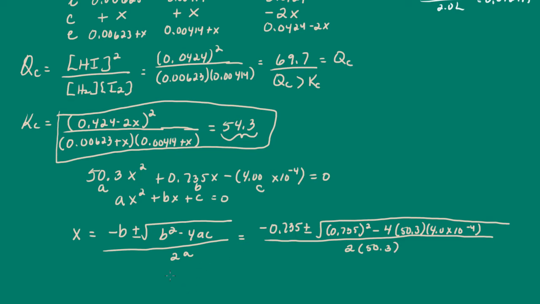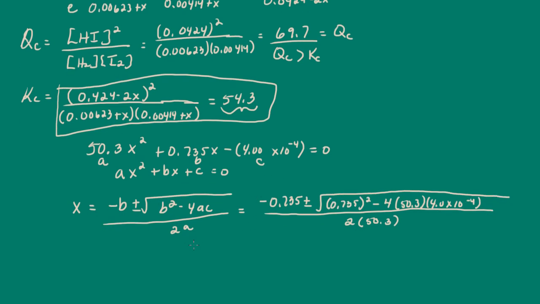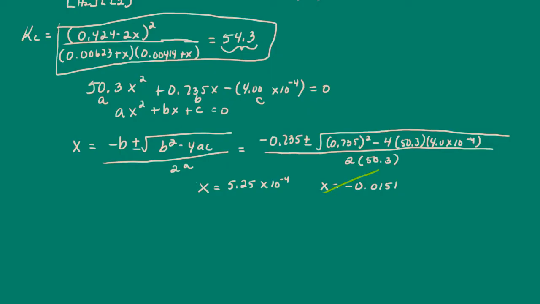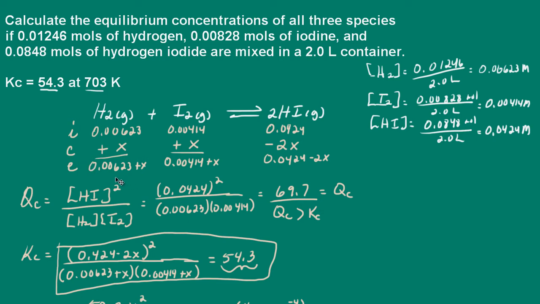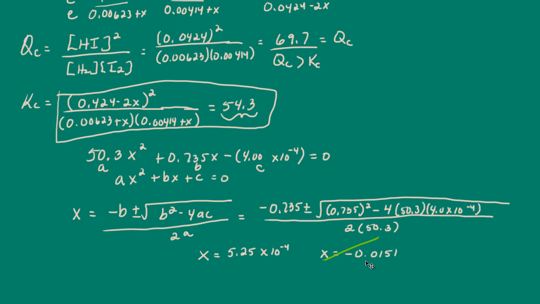Okay, we go ahead and calculate this. We're going to end up with 2 roots, of course. We're going to have x is equal to 5.25 times 10 to the negative 4, or x is equal to a negative 0.0151. Looking back at our table, we see the equilibrium concentrations of hydrogen and iodine, for example. So what you want to do is plug both x's in. Well, first I'm going to plug in the negative x. And notice here, if I plug in a negative 0.0151, I'm going to get a negative concentration. That does not make sense. So there's only one possible value of x, and that is 5.25 times 10 to the negative 4 molar.